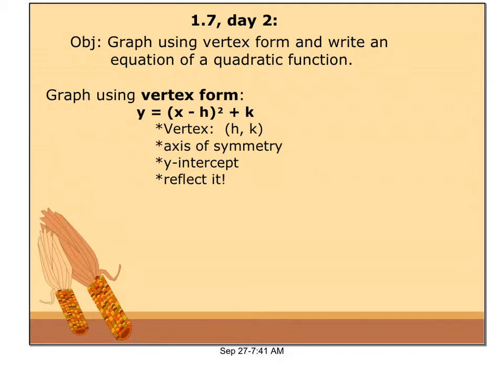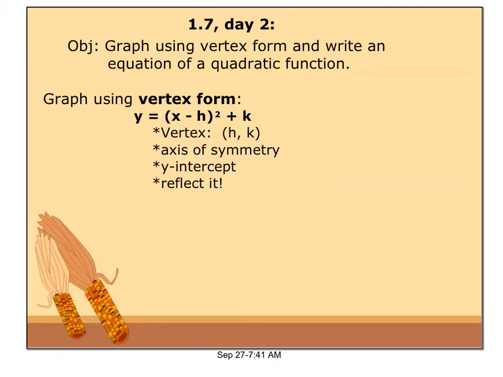All right, we're going to do a few things here today in day 2 of 1.7 with vertex form. I don't know if we have seen this much. I think I might have mentioned it earlier. Anyway, this part up here at the top really should say y equals a times x minus h squared plus k. This is the third and final form of a quadratic that we're going to discuss.